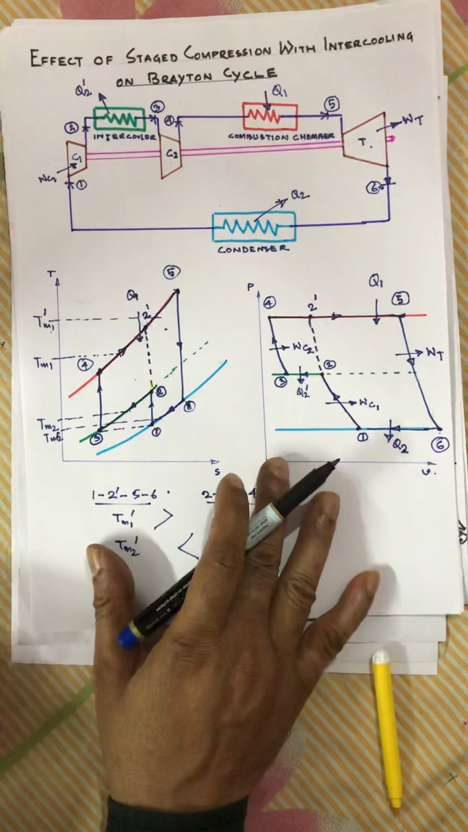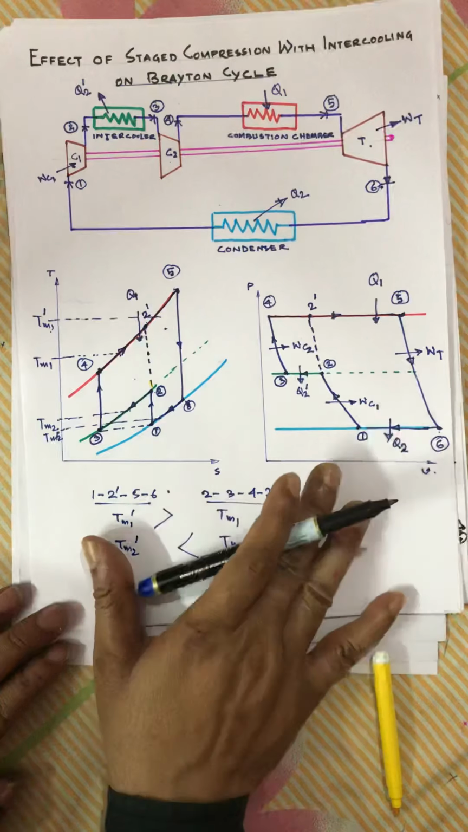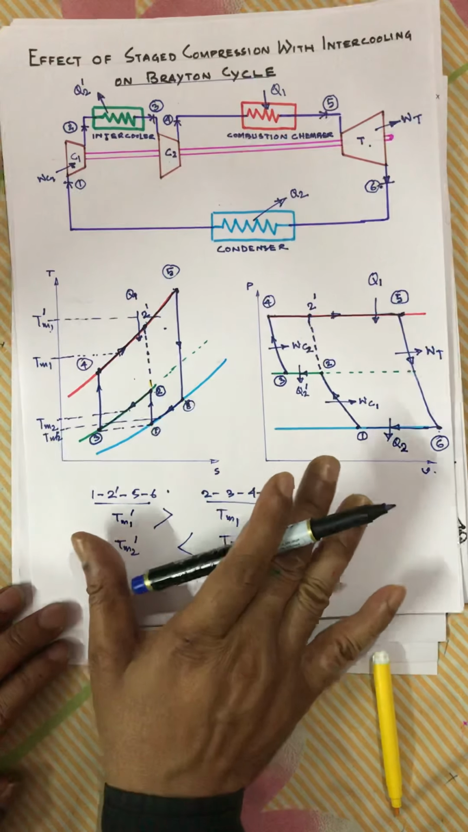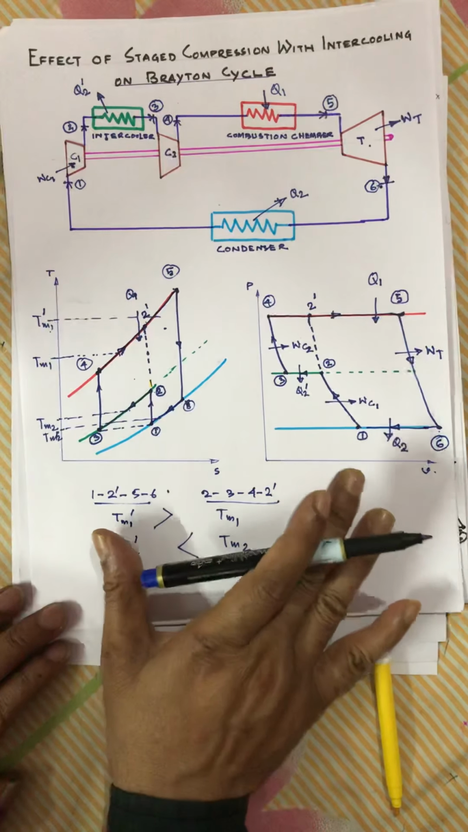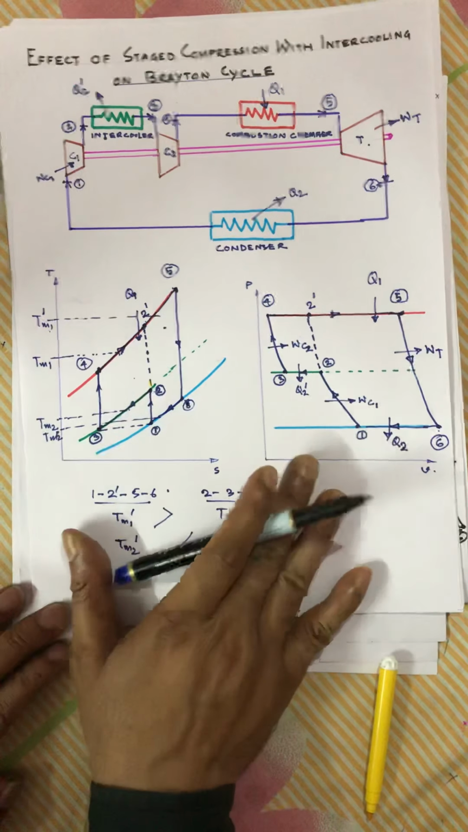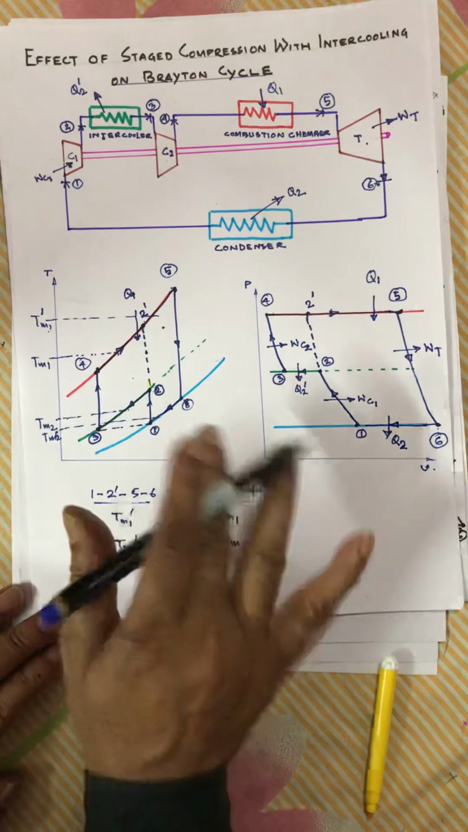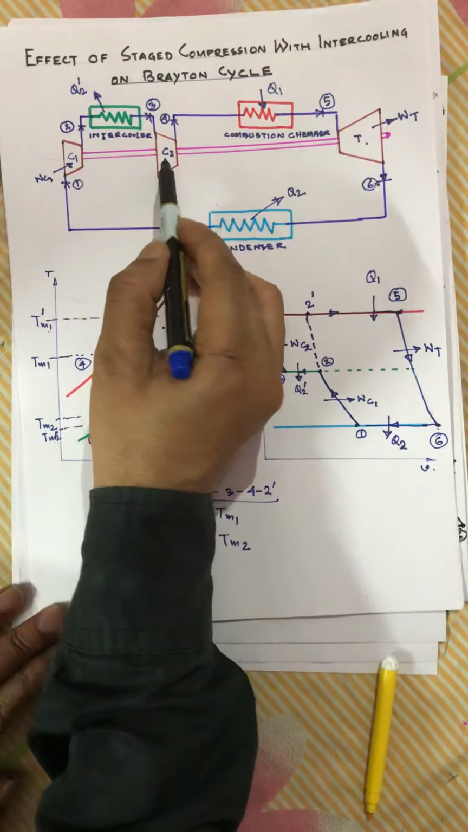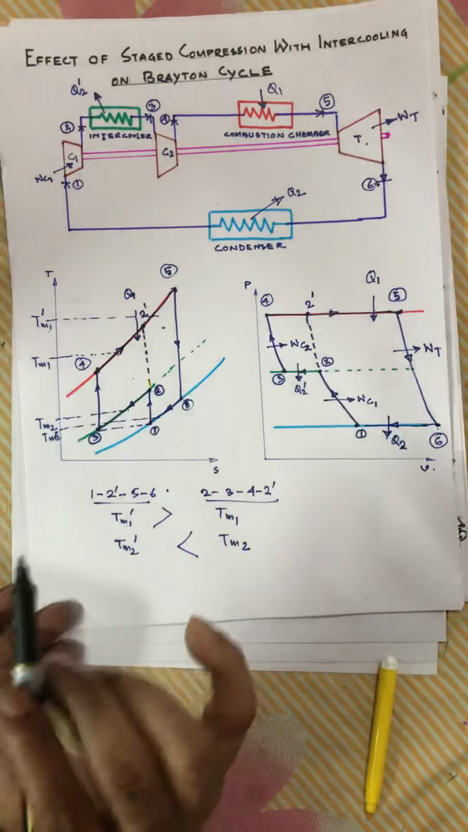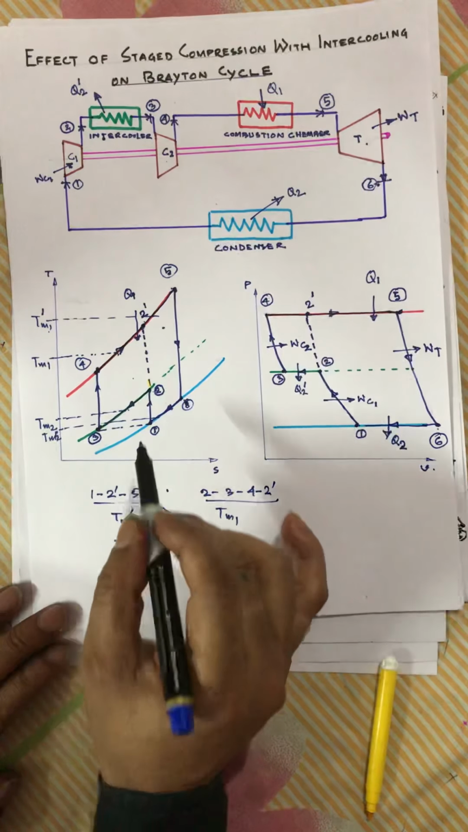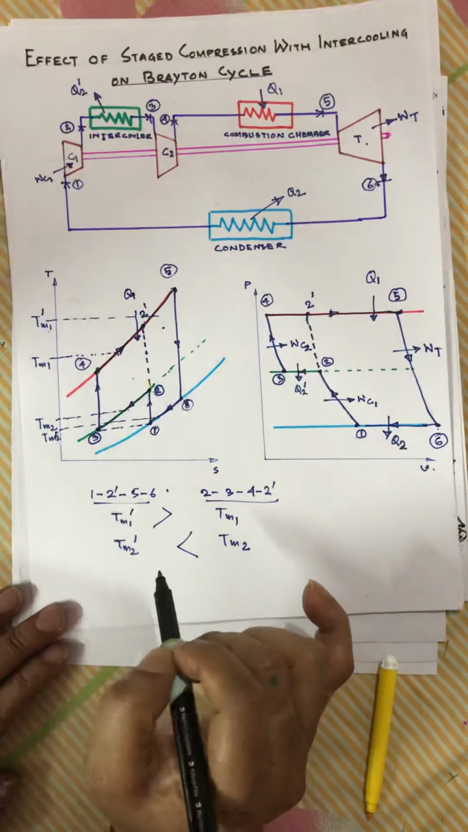So I hope that will help you to understand the effect of staged compression with intercooling on the Brayton cycle, where we use two compressors instead of a single compressor to achieve the same pressure ratio. Thank you.